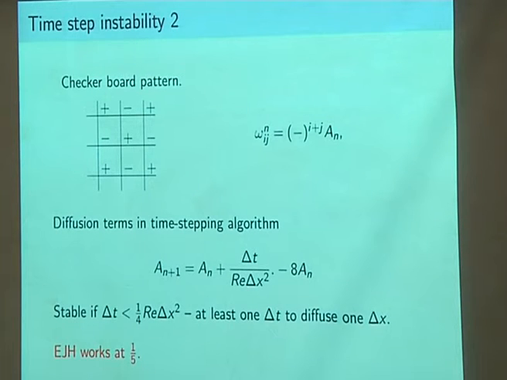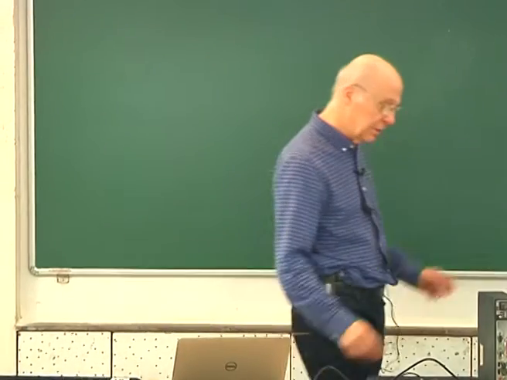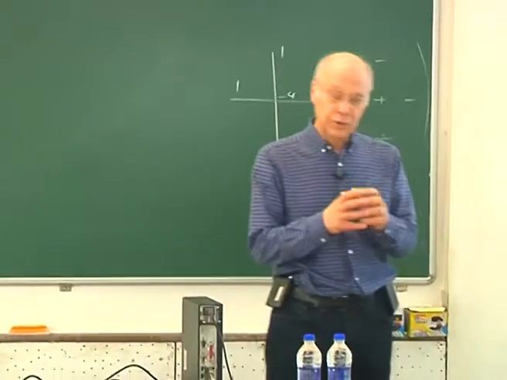Okay? And there are very good reasons why you don't want to be overcautious and be a 10th or a 100th. That is a total waste of time. So you want to be fairly greedy. Okay, that was the instability due to diffusion.